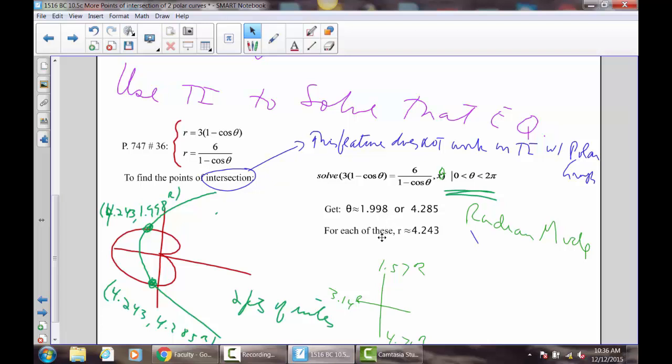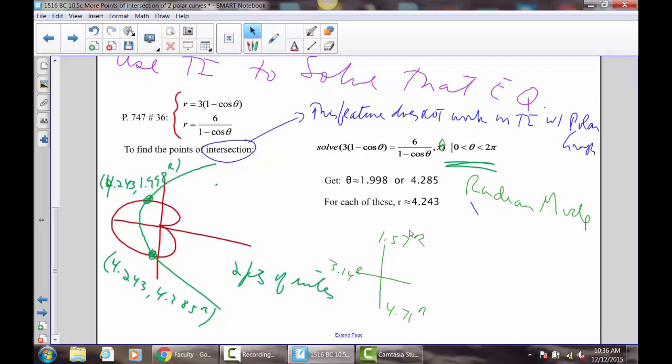For each of these, if you plug them in, you'll find that r is 4.243. So where are these? Of course, pi over 2 is 1.57, pi is 3.14, and 3 pi over 2 is 4.71. So the 1.998 would be about here. That's the point of intersection right there. And the 4.285 would be very close to 4.7, which would be down here. So those are the 2 points of intersection. And as I said, when you plug these into either equation, you'll get r equals 4.243.